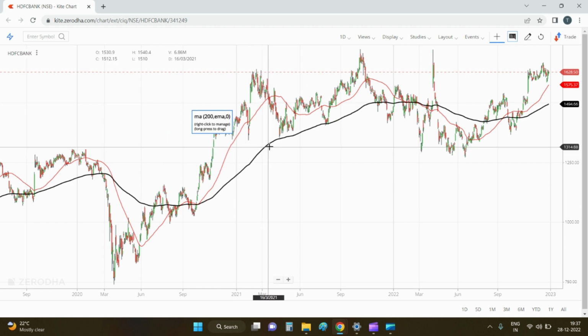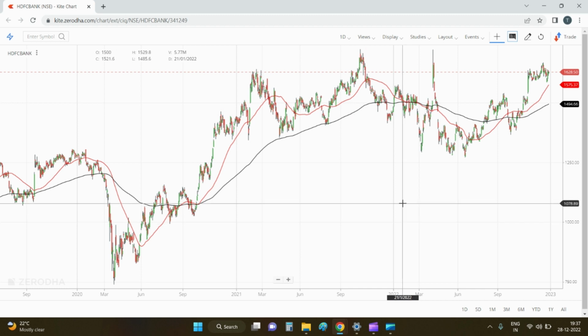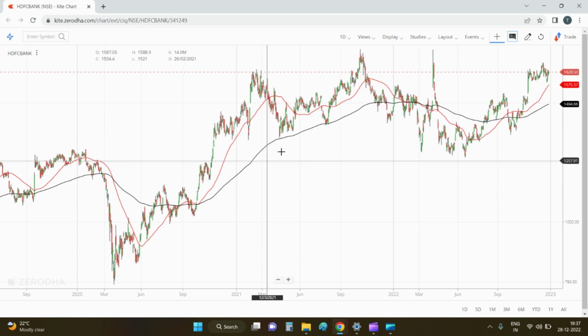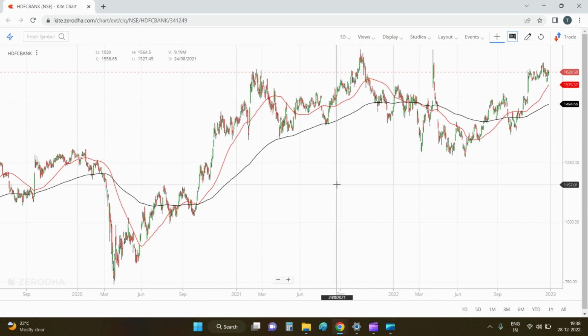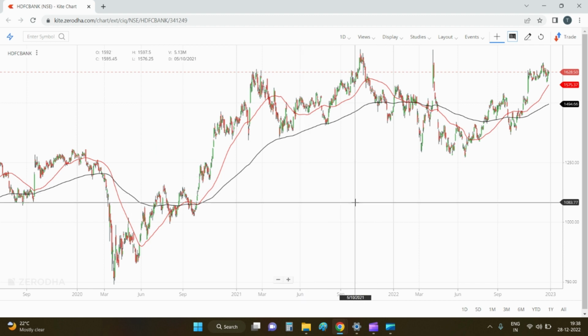So now this 200 moving average is an exponential moving average. What is the difference between simple and exponential moving average? In exponential moving average, the mathematical calculation gives more weightage to recent candles. So this is the basic difference between simple and exponential moving average. We can use either one of these. That doesn't make much difference in trading, whether it is a simple moving average or exponential moving average.